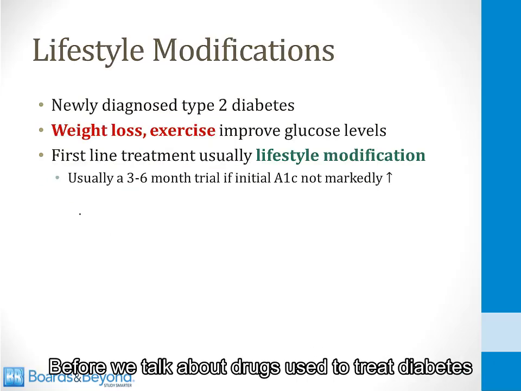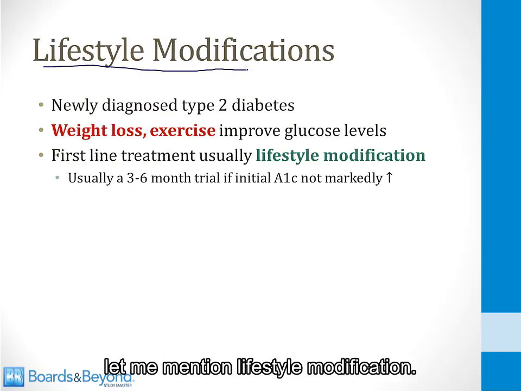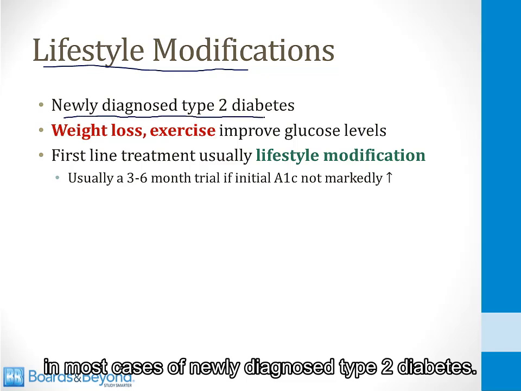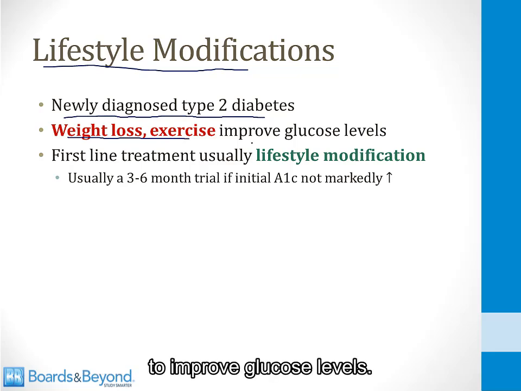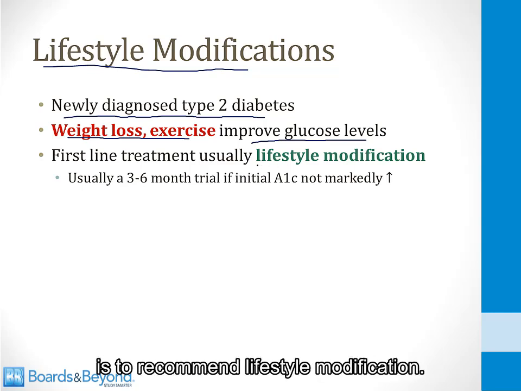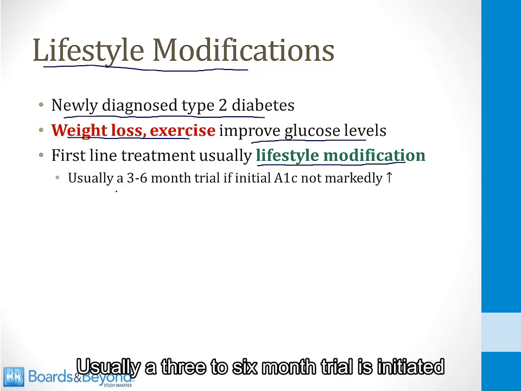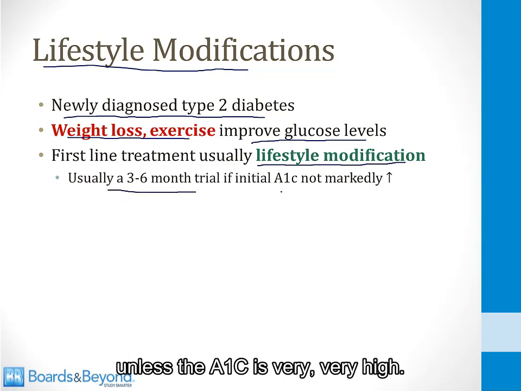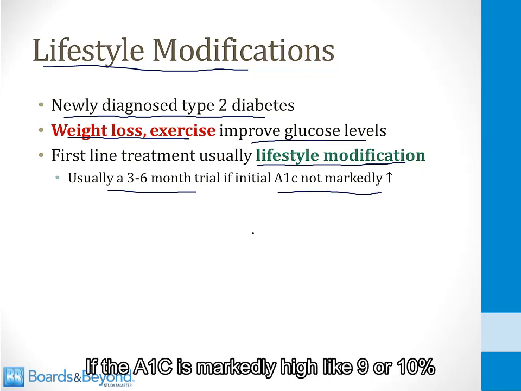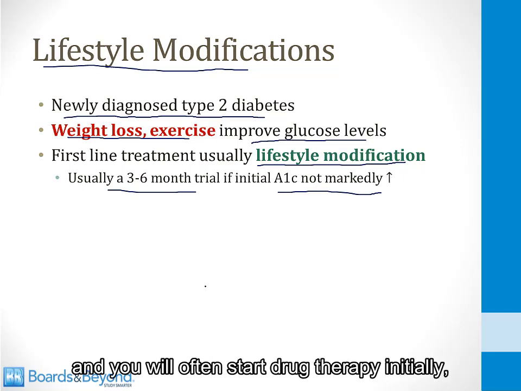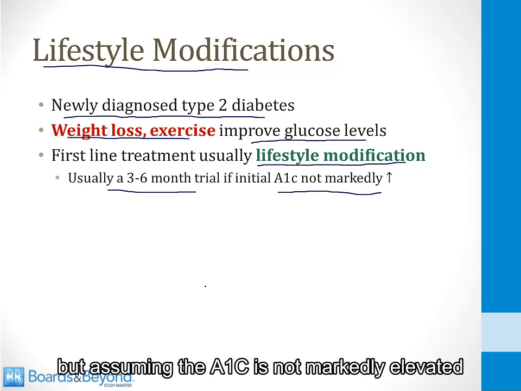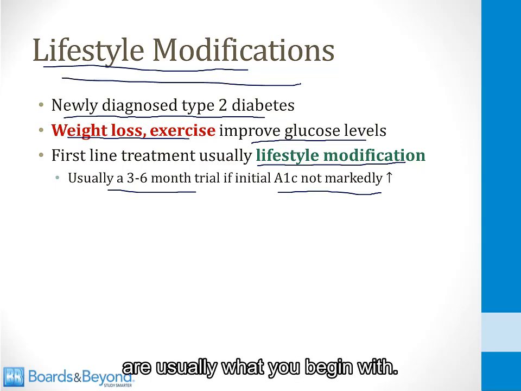Before we talk about drugs used to treat diabetes, let me mention lifestyle modification. This is usually the first-line therapy in most cases of newly diagnosed type 2 diabetes. And the reason is because weight loss and exercise have been shown in many clinical studies to improve glucose levels. So the first-line therapy in most cases of new type 2 diabetes is to recommend lifestyle modification. Usually a 3 to 6 month trial is initiated unless the A1C is very, very high. If the A1C is markedly high, like 9 or 10%, then lifestyle modifications are not going to work, and you will often start drug therapy initially. But assuming the A1C is not markedly elevated, then lifestyle modifications are usually what you begin with.